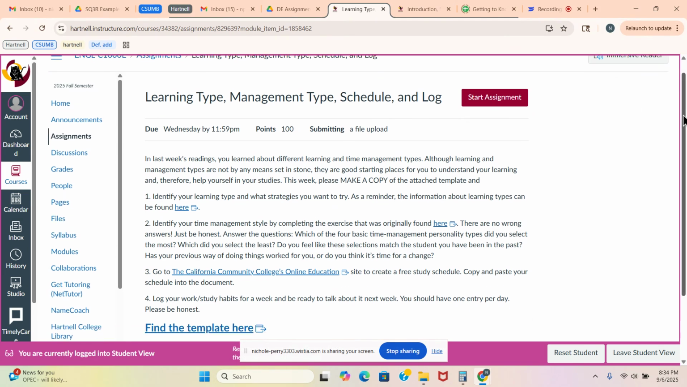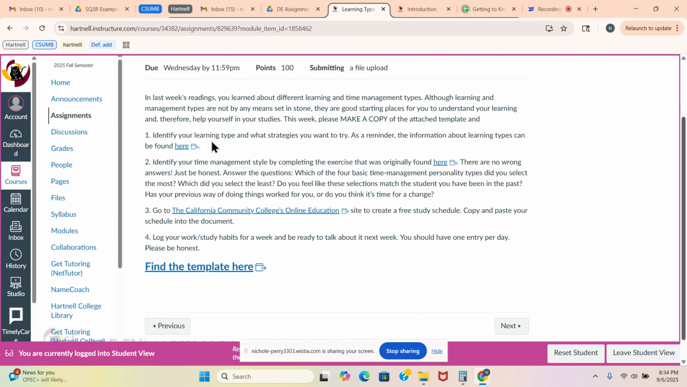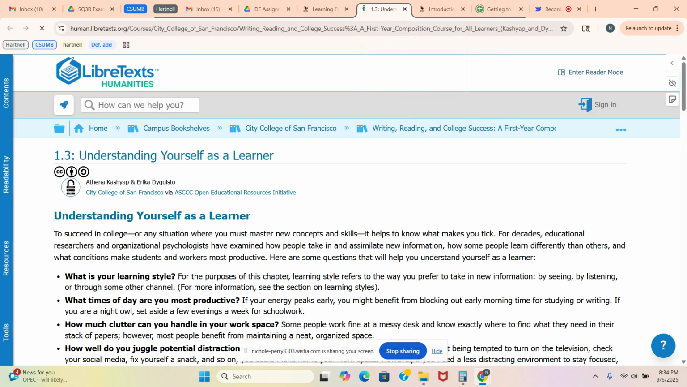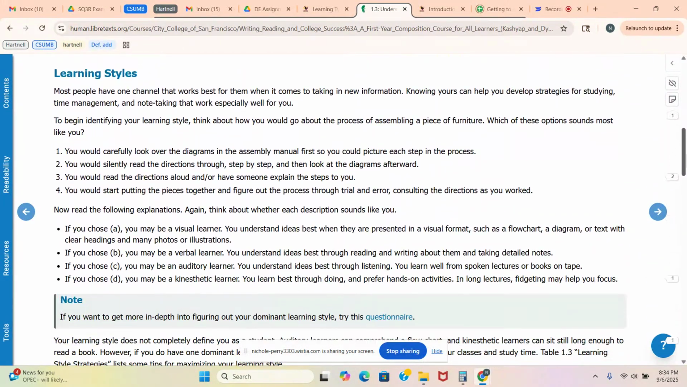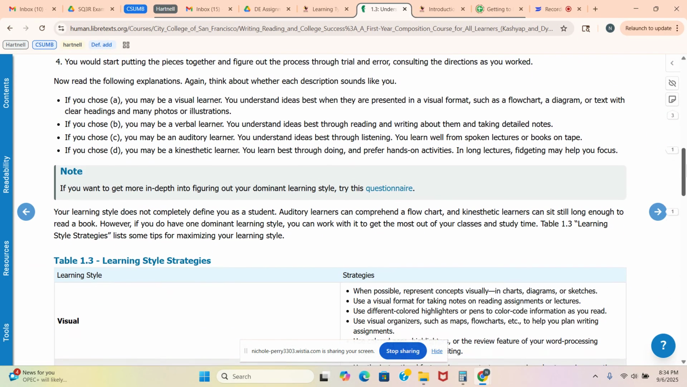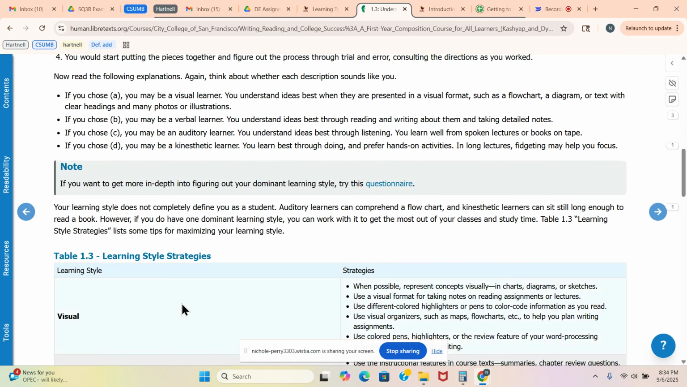So, what you're going to do is first you need to identify your learning type. If you click here, it takes you to that reading that has to do with the learning type. That starts here with the learning styles. So think about what the different learning style is that you kind of identify with. I do want to point out where it says this, your learning style does not define you as a student.